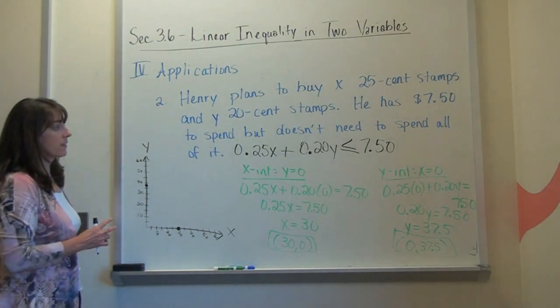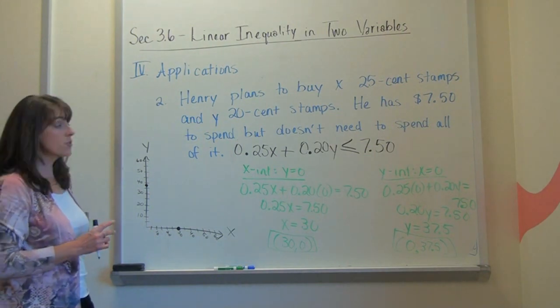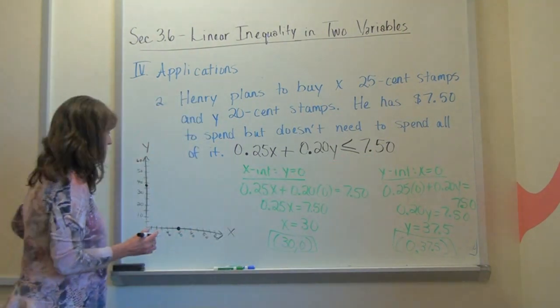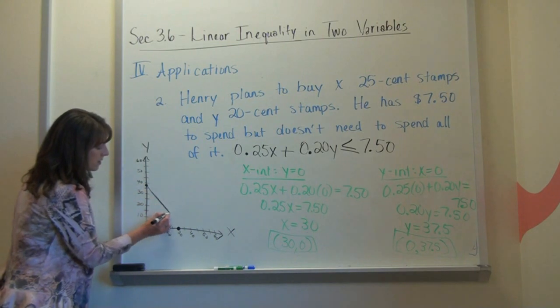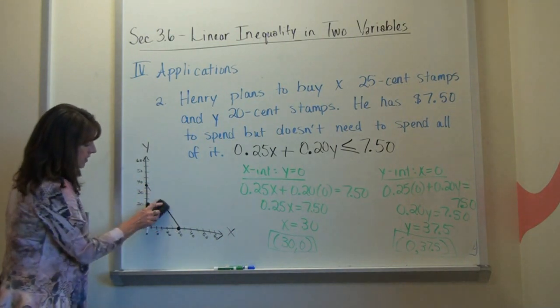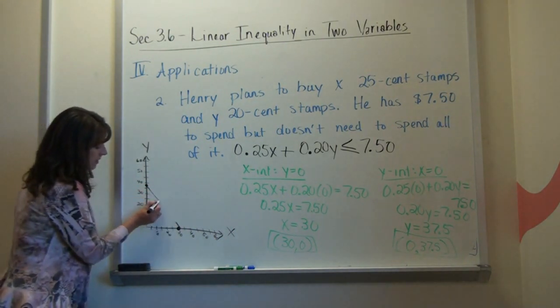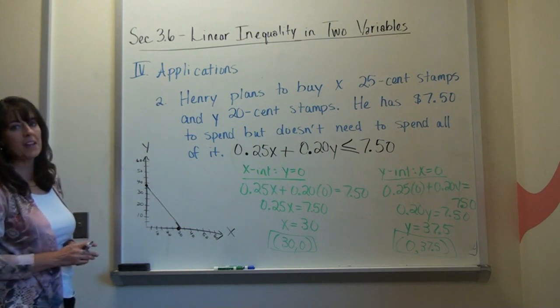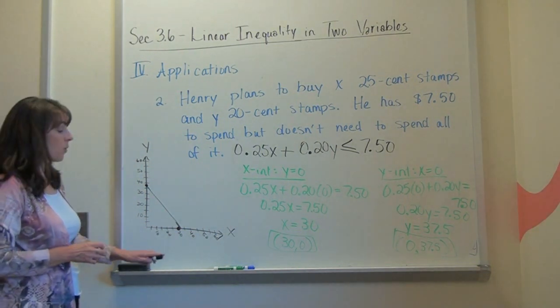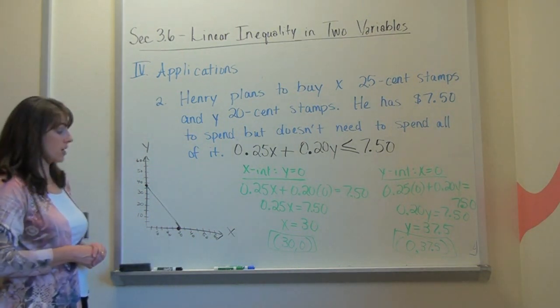Now, I'm ready to connect them, but is it solid or is it dotted? There's an equal to part, so it's going to be solid. Ugh, pretend like that's straight, that's terrible. Cannot draw a straight line. There we go. Now, the fact that it's an inequality means I need to determine which side to shade.